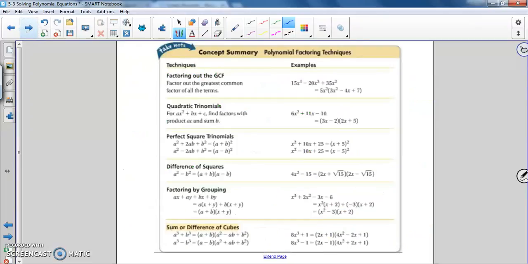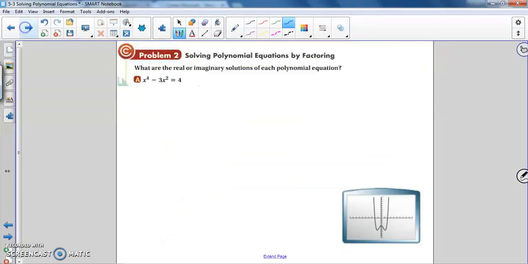These are some factoring techniques. If you don't know any, please review them. Sum or difference of cubes is new. Please familiarize yourself with that. We are going to solve this polynomial equation by factoring.